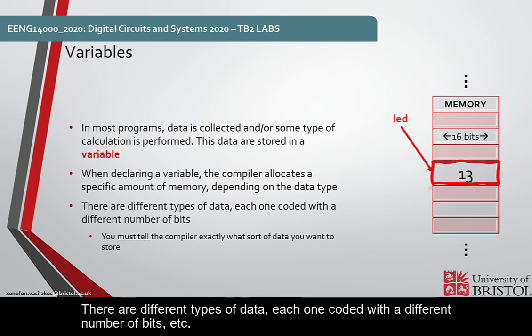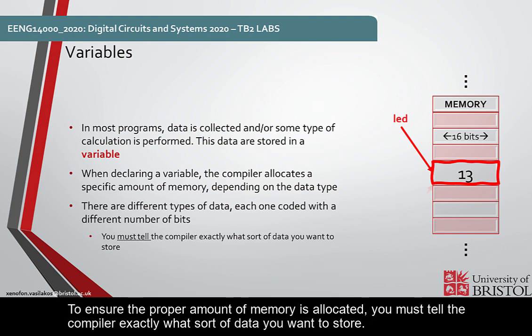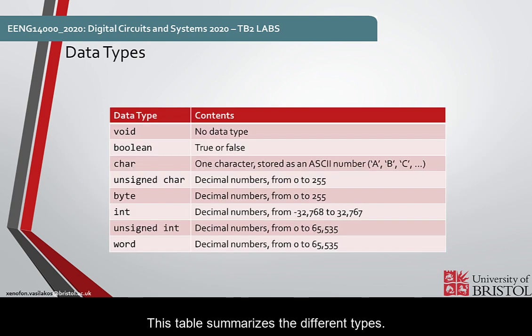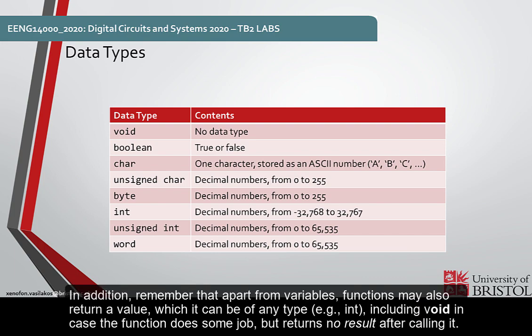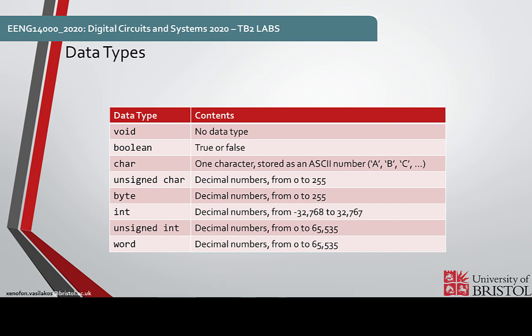There are different types of data, each one coded with a different number of bits. To ensure the proper amount of memory is allocated, you must tell the compiler exactly what sort of data you want to store. This table summarizes the different types. First and foremost, you got a void type. This is a special case. You will see in practice that sometimes you do not want to specify a data type. In addition, remember that apart from variables, functions may also return a value, which can be of any type, for example int, including void in case the function does some job but returns no result after calling it.